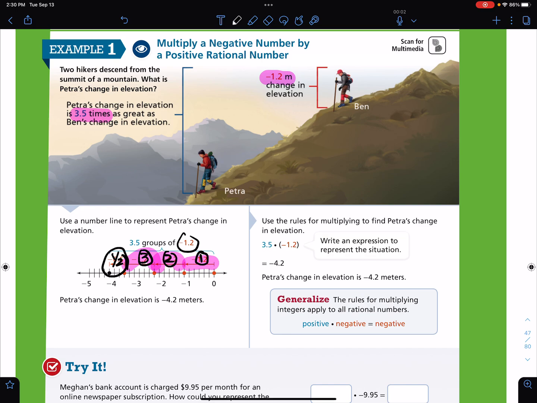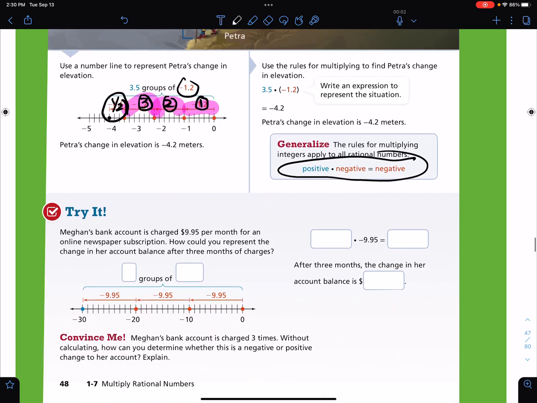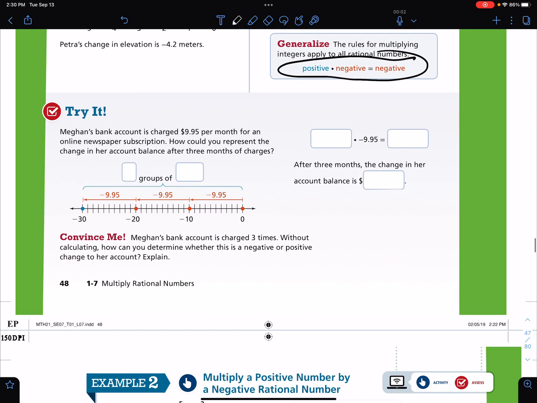Okay, so this is basically just teaching you how to multiply decimals. But we're still using the same rule of a positive times a negative equals a negative. So we're going to try it, because that's based upon a real life situation.